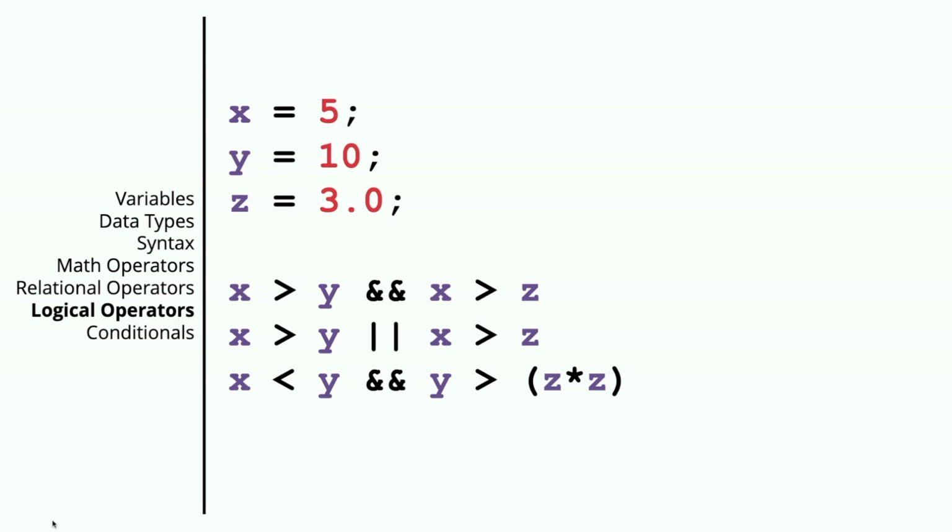Okay, so let's take a look at some of these examples. So this first one, x greater than y. So x is 5, y is 10. Is 5 greater than 10? No. But x is greater than z, 5 is greater than 3.0. So what would happen? What would we get if we tried to evaluate that first condition there? False, that is correct. So because it has the double ampersand, that means there's and logic, and it means both of those conditions have to be met in order for it to be true.